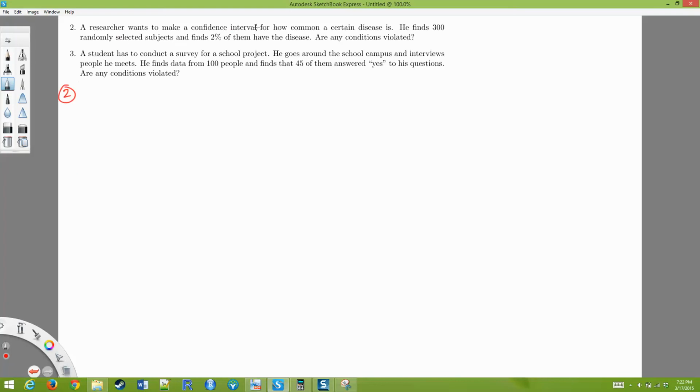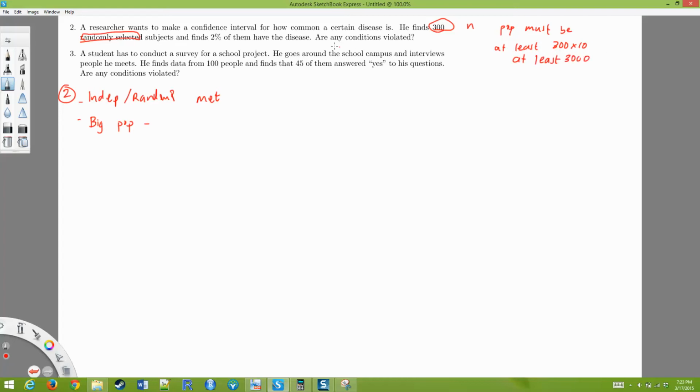A researcher wants to make a confidence interval for how common a certain disease is. He finds 300 randomly selected subjects and finds 2% of them have the disease. Is the independent and random condition met? Yes, this one is met because it says 300 randomly selected subjects. Then we have the big population condition. We have a sample of 300, so our population must be at least 300 times 10, so at least 3,000.